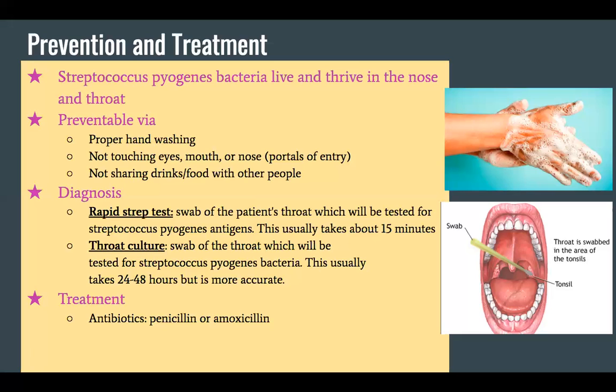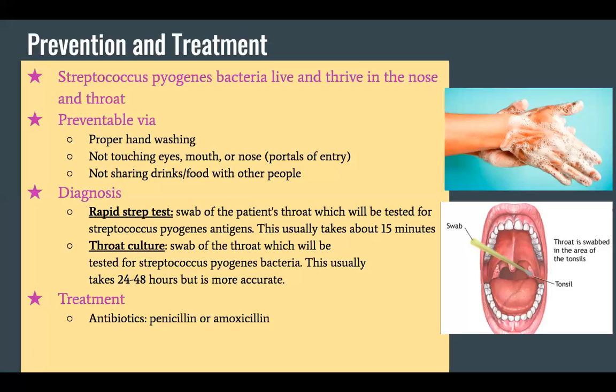And the last one seems kind of self-explanatory, but sometimes people don't know that they have the disease, or maybe they don't show symptoms yet. So sharing drinks or food would allow those bacteria to move between people and then get more people sick. And also, if you are sick, you can prevent other people from getting sick by making sure that you cover your cough or wash your hands a lot so you're not spreading any germs between yourself and surfaces, which would help other people from getting sick.